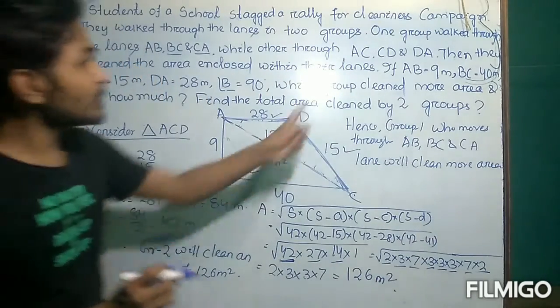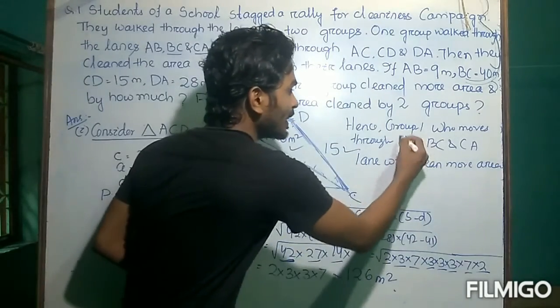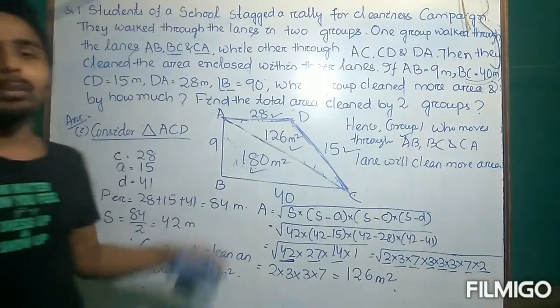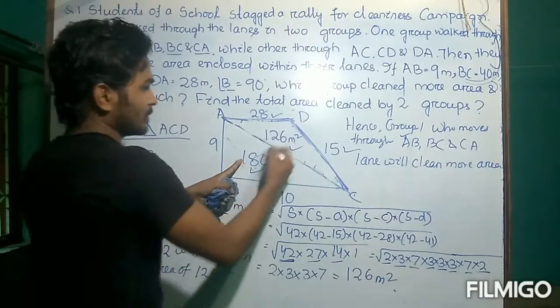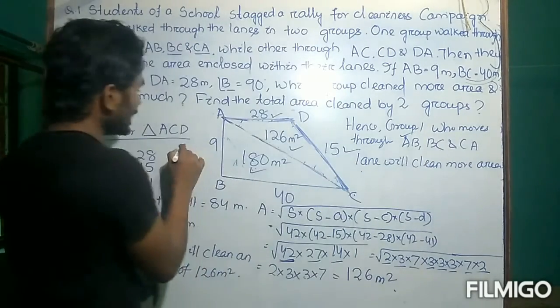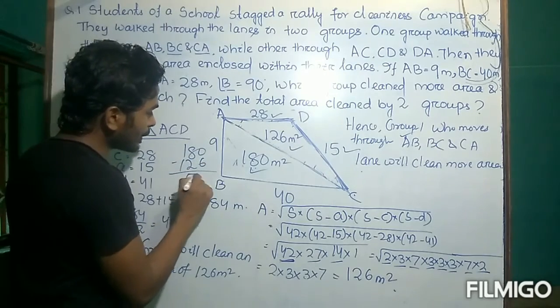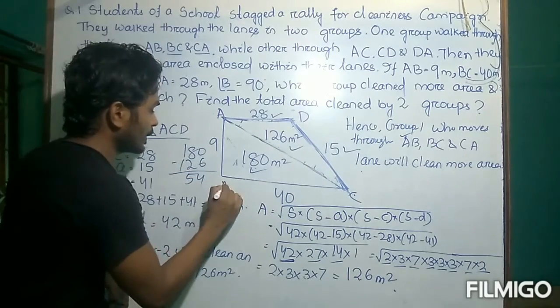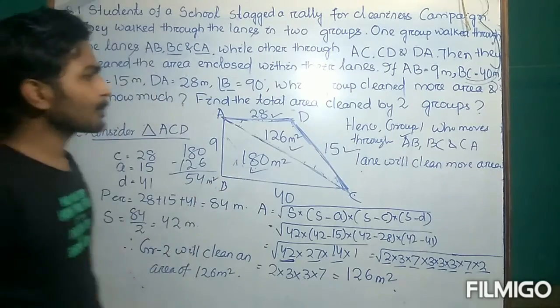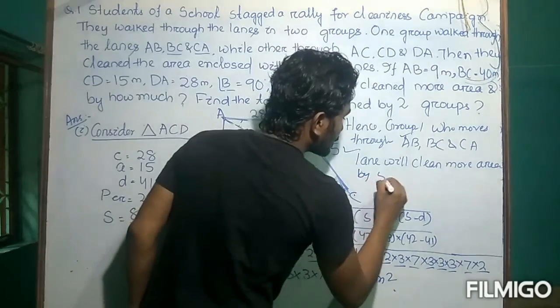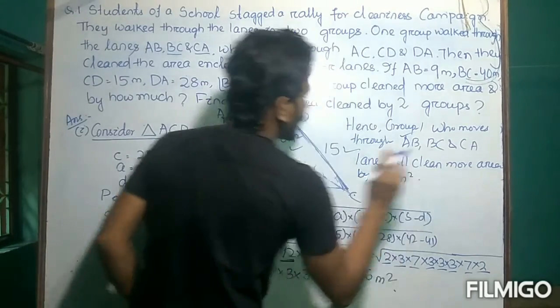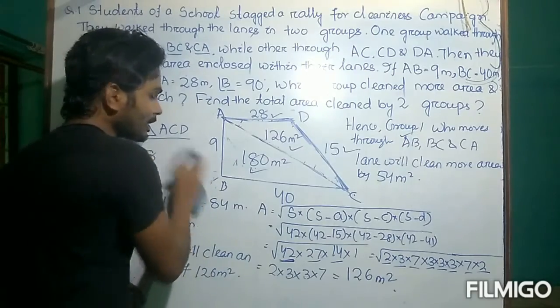Now we have to find which group cleans more area. Group 1 will clean more area, and by how much? Just subtract them. 180 minus 126 is 54 meters square. By 54 meters square. Now you get the result.